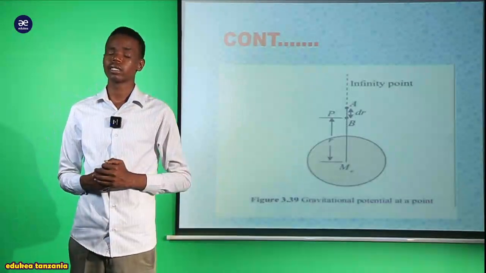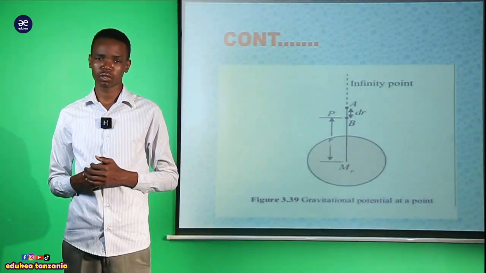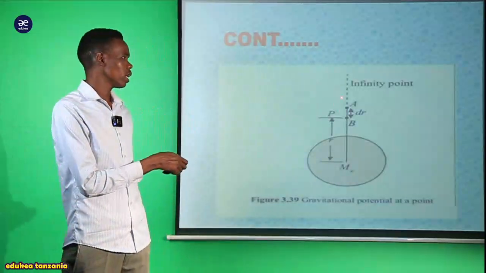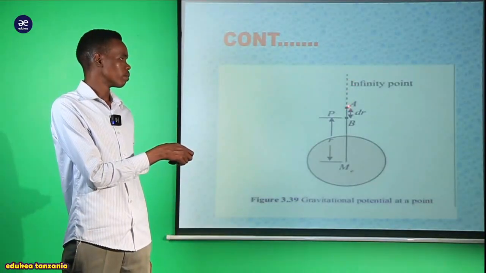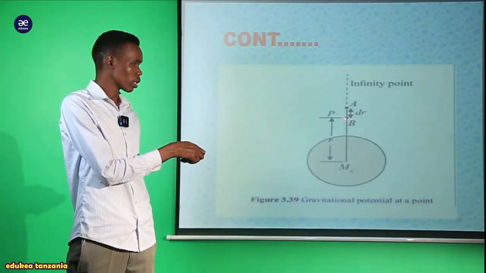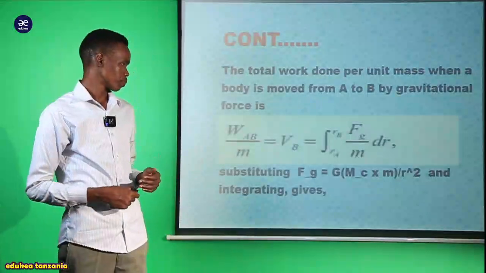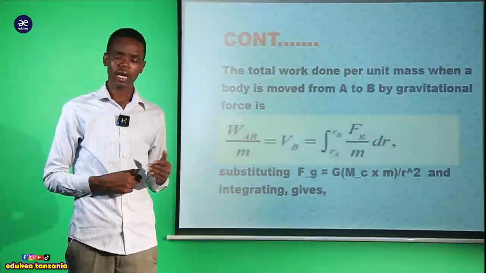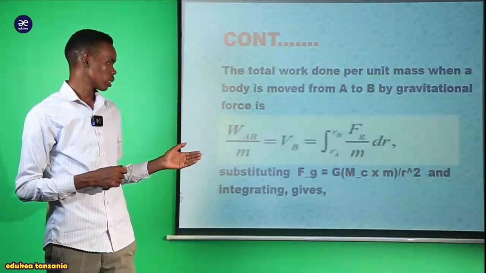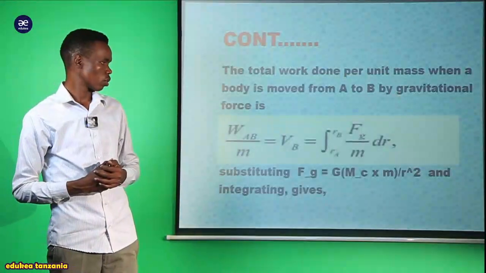But we have the mass here, and the work done per unit mass represents the gravitational field strength. The mass is the mass of the body that is being moved from point A to point B. We call it mass m, as we see here. So the work done along point A up to the point B divided by mass should give us the gravitational potential.